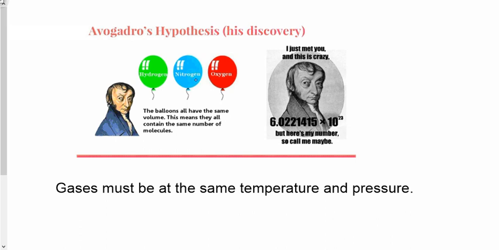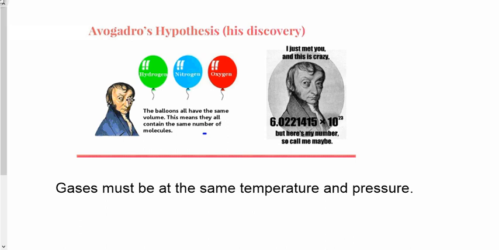But because they're ideal gases, the size of their particles is very, very small. So Avogadro hypothesized that if gases are at the same temperature and pressure, they will all occupy the same volume. And then, of course, we all know his famous number, the mole, 6.02 times 10 to the 23rd.